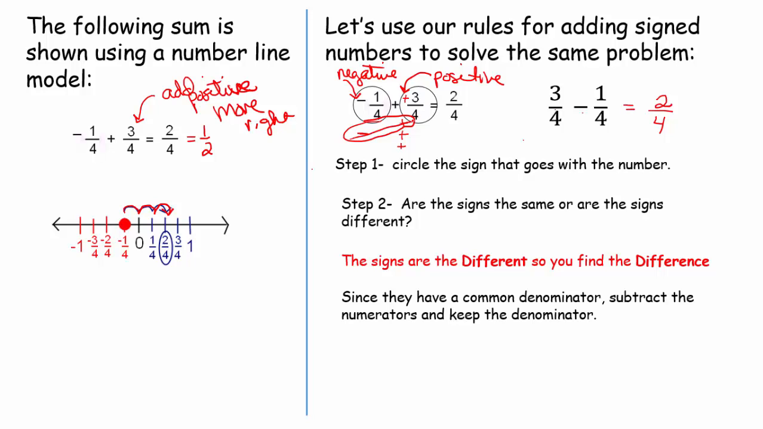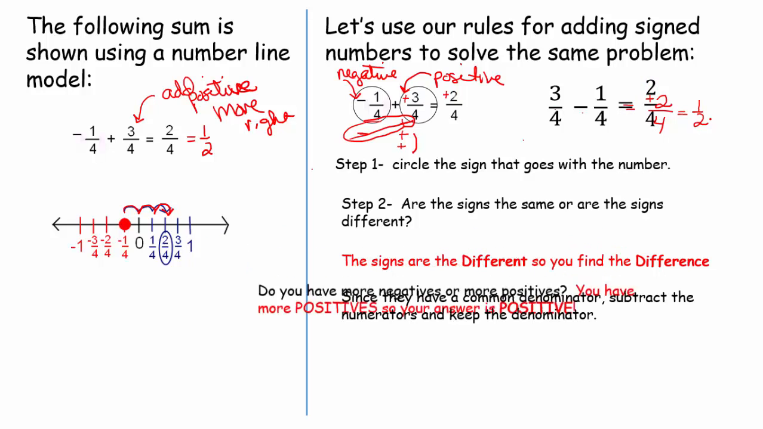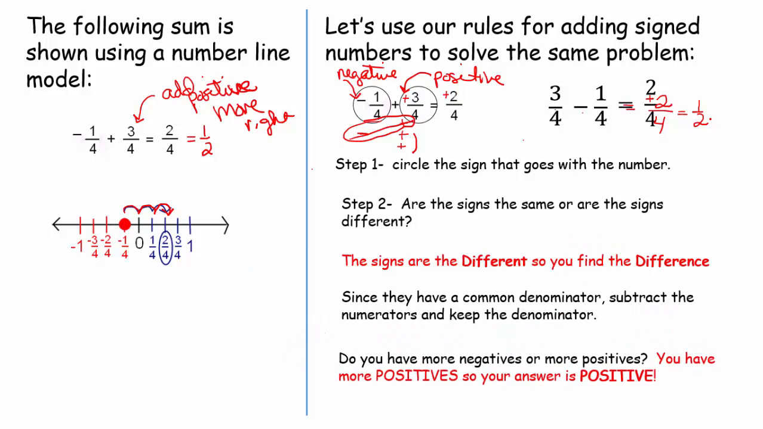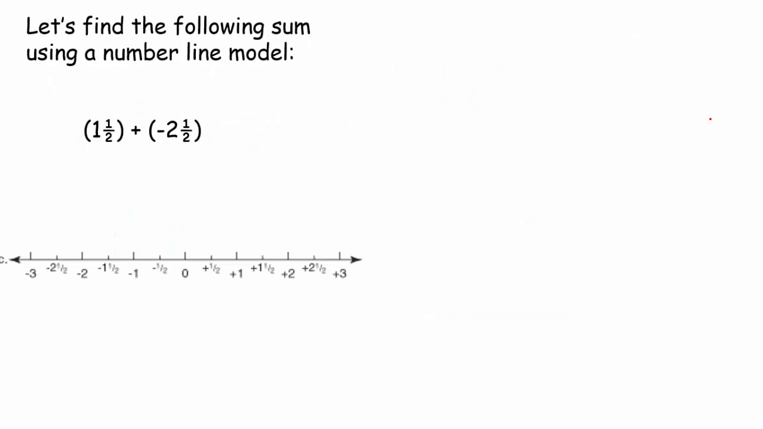Negative with a positive, those zero out. How many positives am I left with? Positive 2. Positive 2 what? Positive 2/4. So that's how I know my answer will be positive. How do I simplify 2/4? Divide top and bottom by 2, numerator and denominator by 2, and I end up with 1/2. So that answer is a positive 1/2. I restated: do you have more positives or negatives? You have more positives, so boom, your answer is positive.